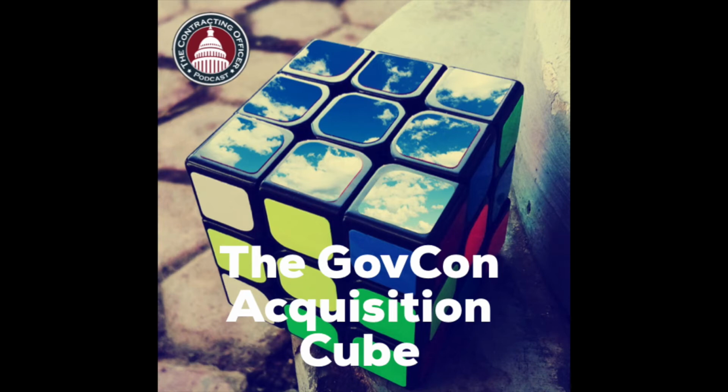And these all lead us to the final side of the cube, which is the acquisition strategy. This is the how. This is the how we're going to buy it. And all of the other sides of the cube connect to get you to the acquisition strategy.